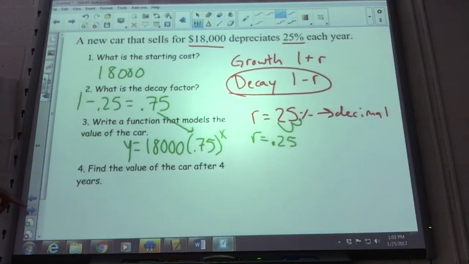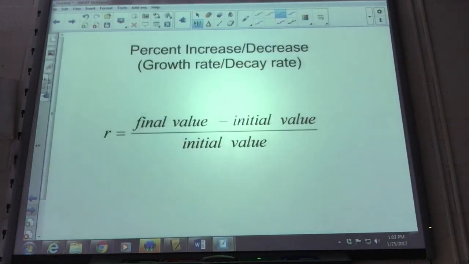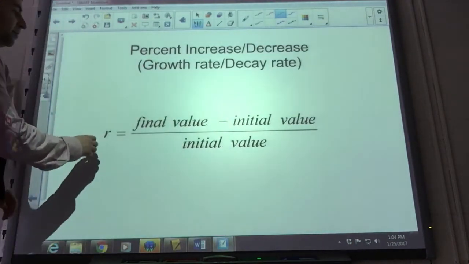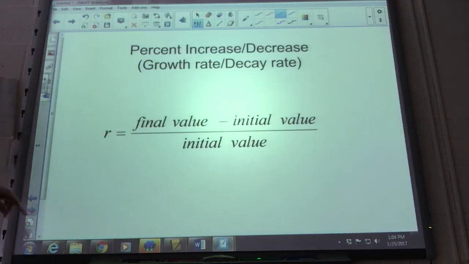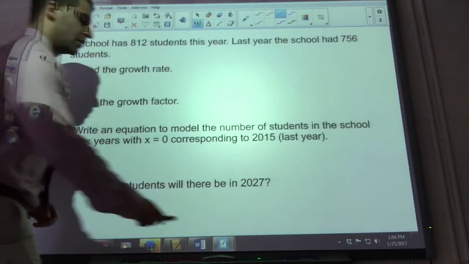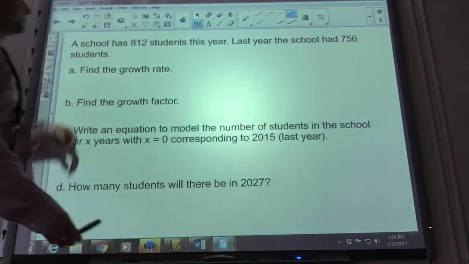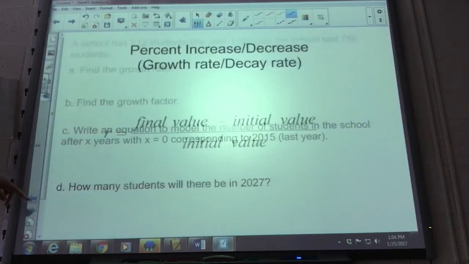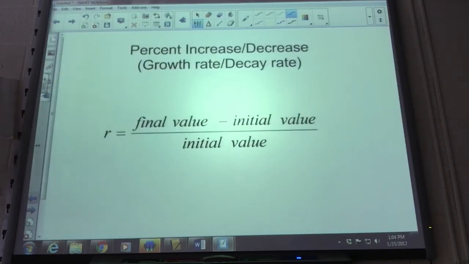One last type of problem you would encounter would be percent increase or decrease when you're not given a percentage. So you need to use values given to you. In this problem, you're going to have a new value and an initial value, and you're just going to use this formula to solve for R. In the problem given, the school now has 812 students. The school last year had 756 students. So you clearly see that it's growing. You should expect your R to be a positive number that you would add to 1. If it were negative, you'd subtract it from 1.